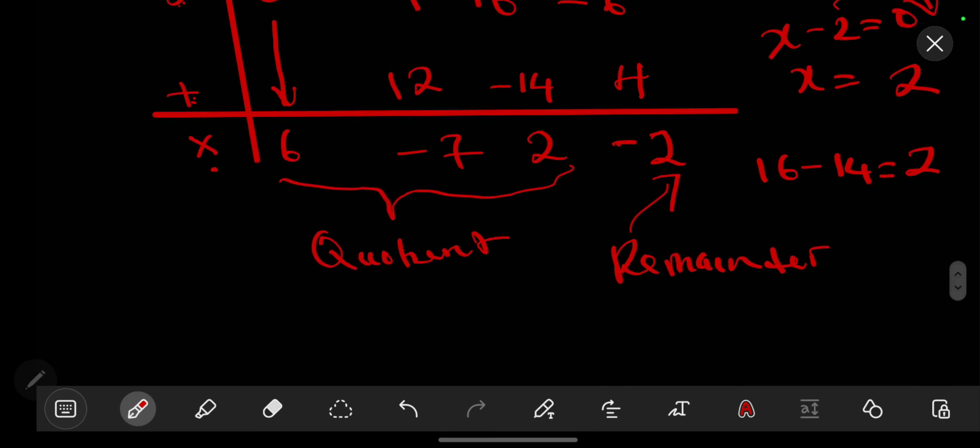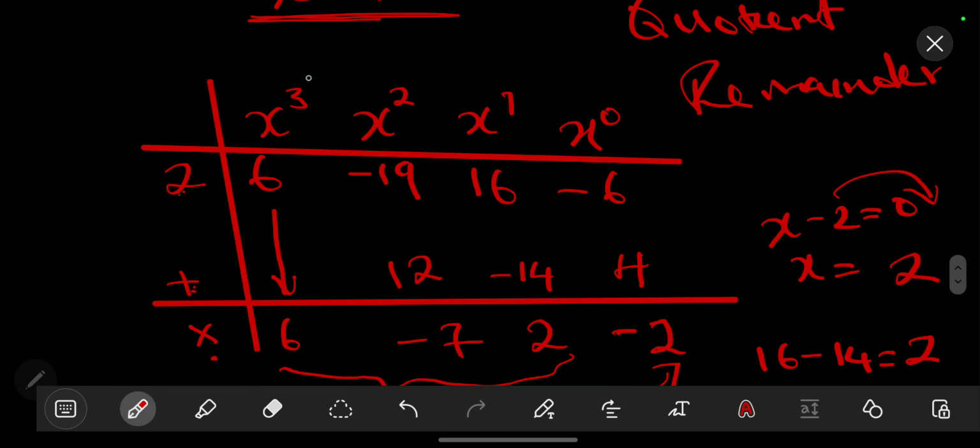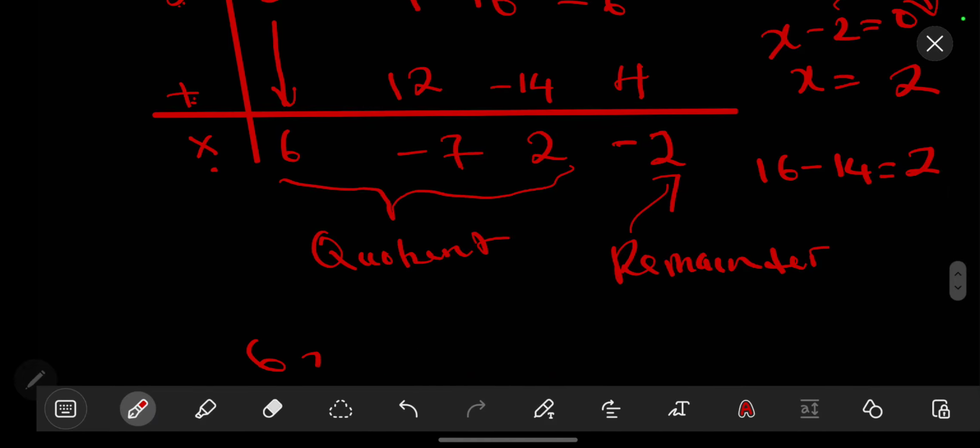Since your equation was to the power 3, whatever you have here, you will just reduce by the power 1. So this will be your 6x to the power 2 minus 7x, then you have plus 2, like that. So just reduce: this one will be to the power 2, power 1, power 0, like that. So the remainder is 2.